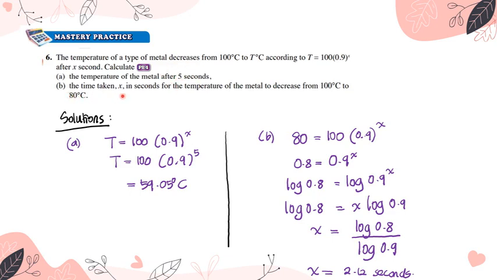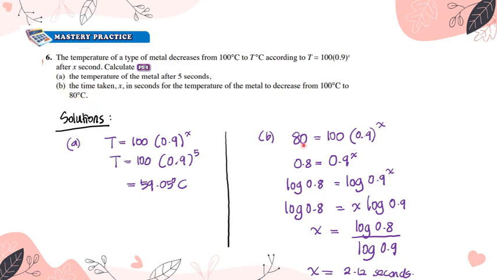B. The time taken x in seconds for the temperature of the metal to decrease from 100 degrees Celsius to 80 degrees Celsius. Okay, so the solution for A, we write the function T is equal to 100 times 0.9 to the power of x, and we substitute x with 5 because it is after 5 seconds. Then we will get the temperature is equal to 59.05 degrees Celsius.